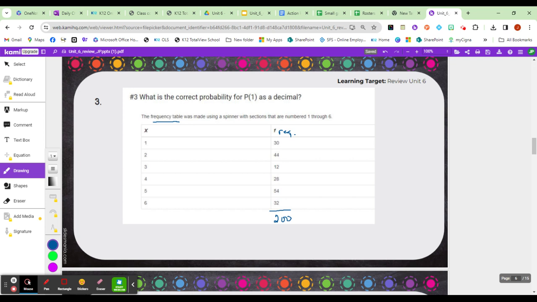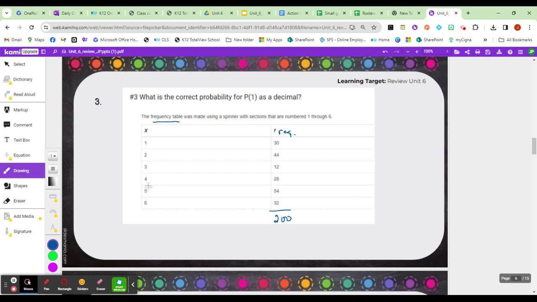So 30 people, that didn't give us a lot of information, but 30 people had 1, 44 people had 2, 12 people had 3, 28 people had 4, and so on. So we got to find out the total here before we do a probability. I'm just double checking the 200. Yep, 200.